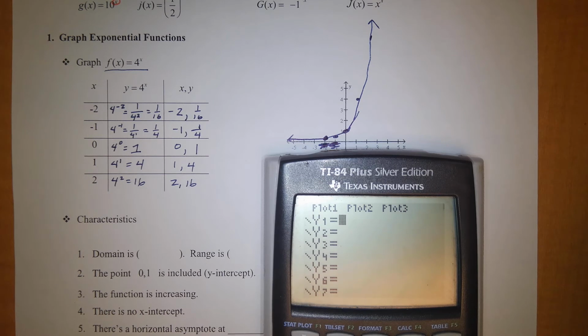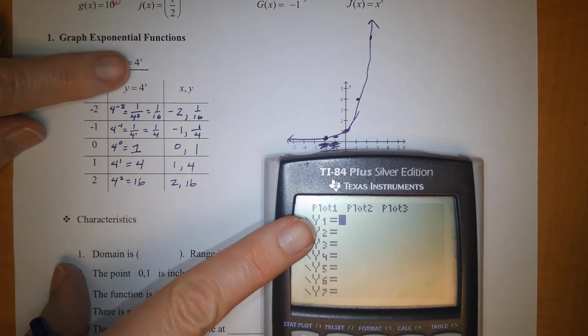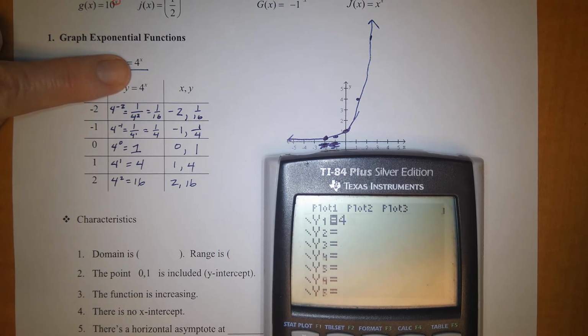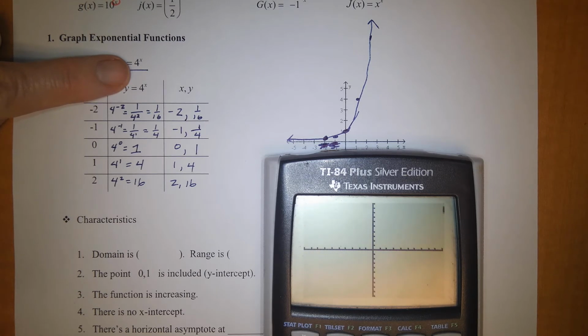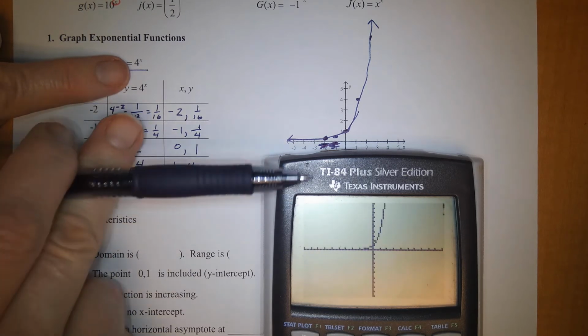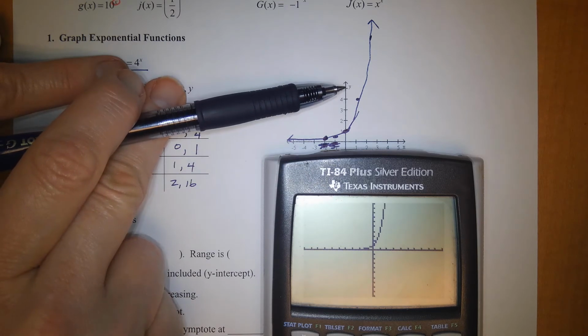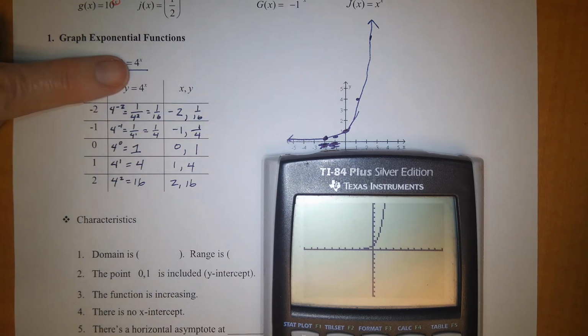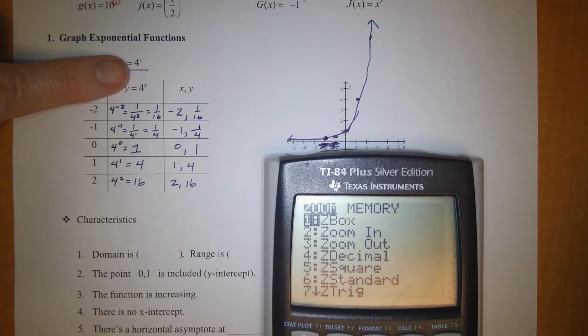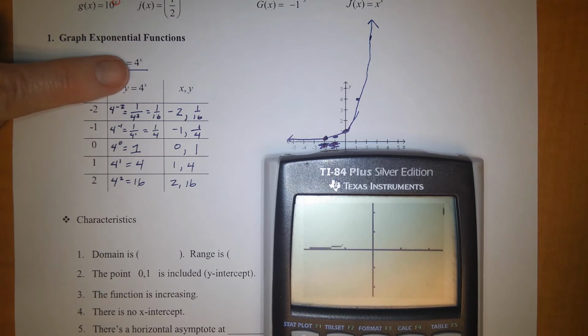Okay, so in the first graph, I will go ahead and do 4 to the x power. So you can see how that matches the graph that we already graphed up here. Let me zoom in just a little bit so we can see a little more in detail what's happening around the origin. Okay, so that's 4 to the x power.